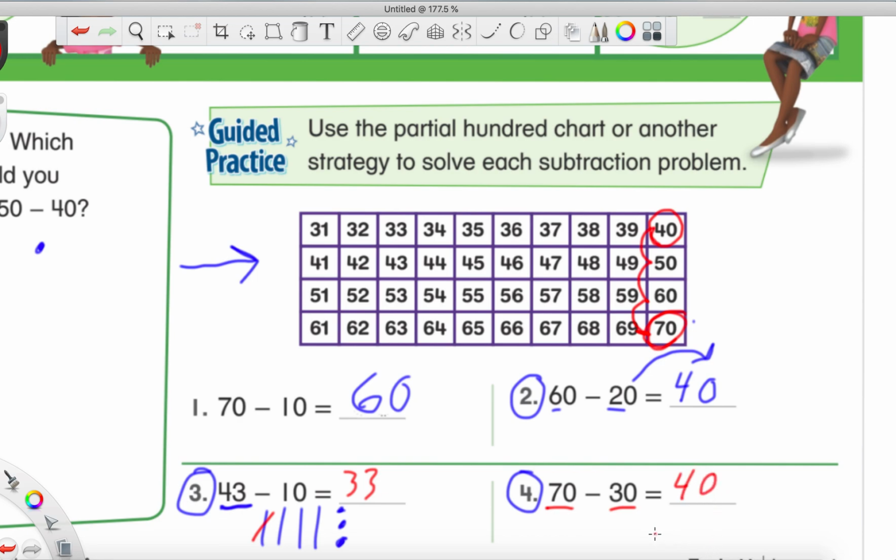Or if you would rather draw a picture, draw 7 tens. That makes 70. 5, 6, 7. And then you take away 30, which is 3 tens. 1, 2, 3. You can also count these by tens if it's easier. 10, 20, 30. And you see we have 4 10 sticks left, which is 40. So either way, you get the right answer.